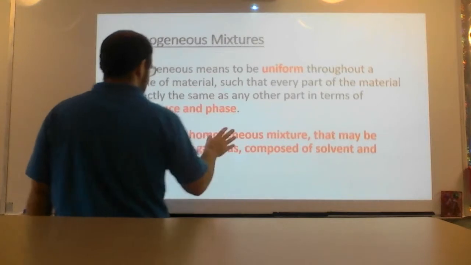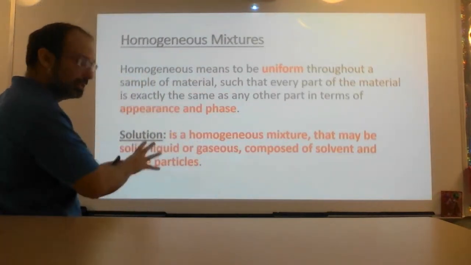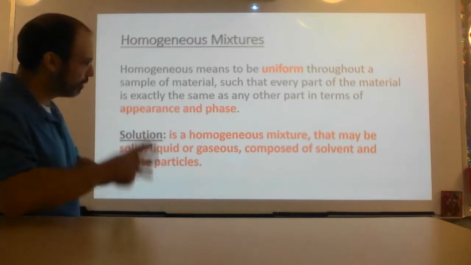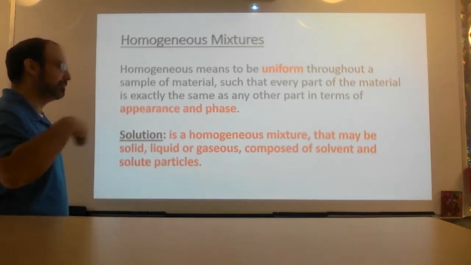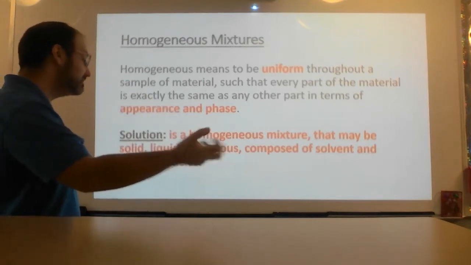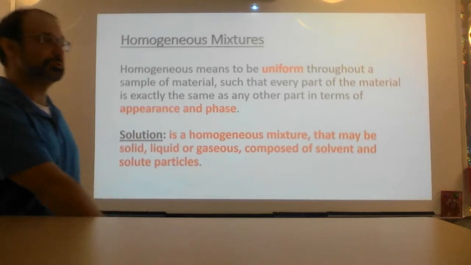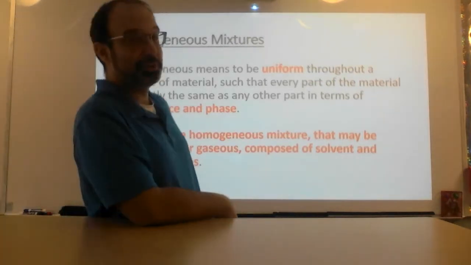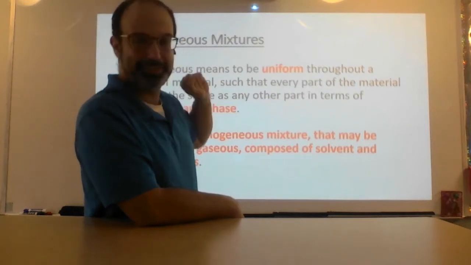So a solution, this is a key word here. This is like the solutions unit. A solution is a homogeneous mixture that may be a solid, a liquid, or a gas. And it is composed of a solvent and a solute. Yes, those two words are almost the same because, as we've discussed before, chemists are bad at naming things. And so once again, they named things badly.